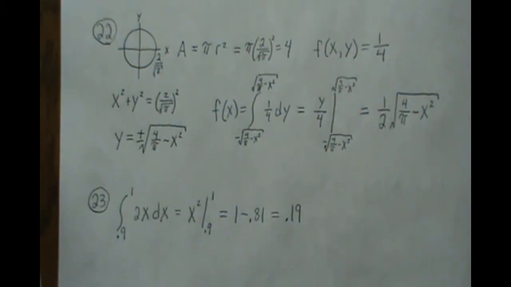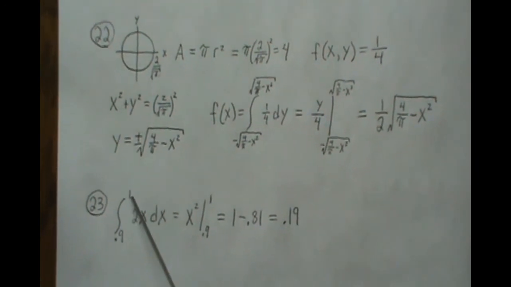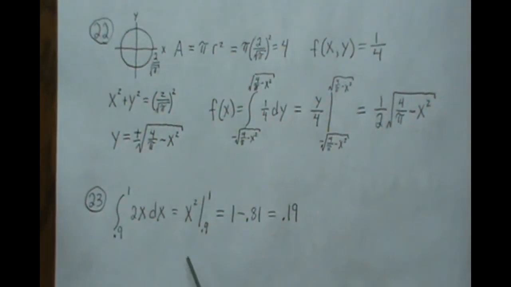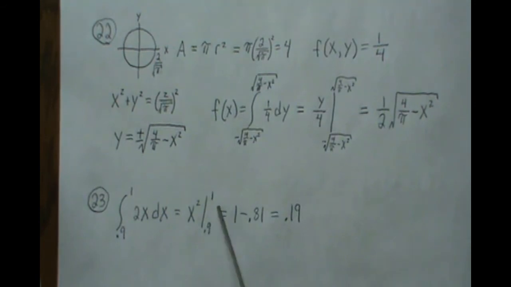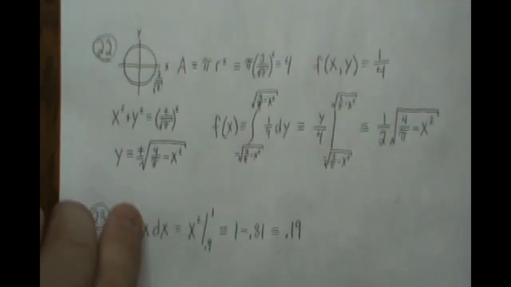Number 23, probability of a type 1 error. Now that's assuming the null hypothesis is true, so you plug in theta equal to 1, and we get this as our density under the null, and we reject if x is greater than 0.9, so we're going to integrate from 0.9 to 1, take the antiderivative, plug in our limits, and the answer is 0.19.